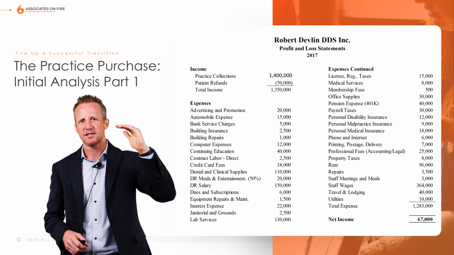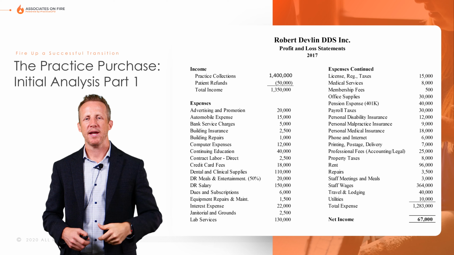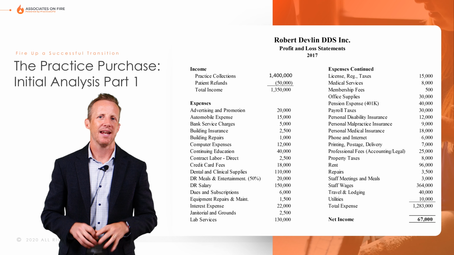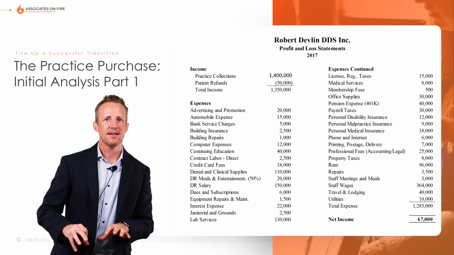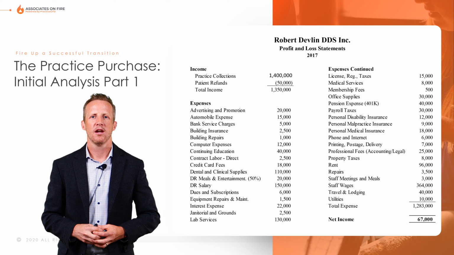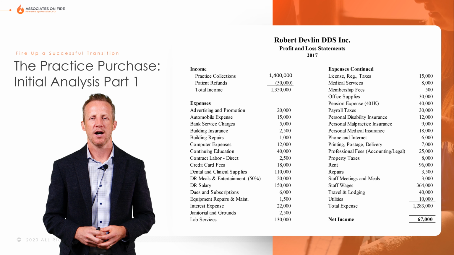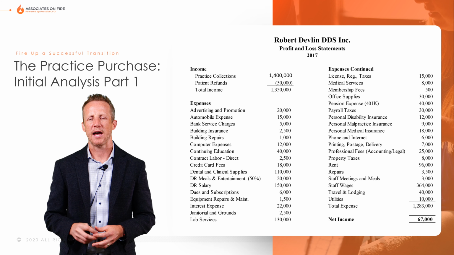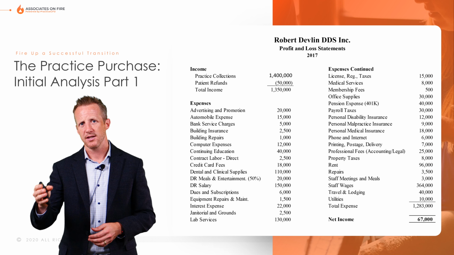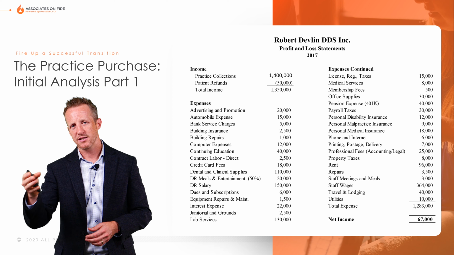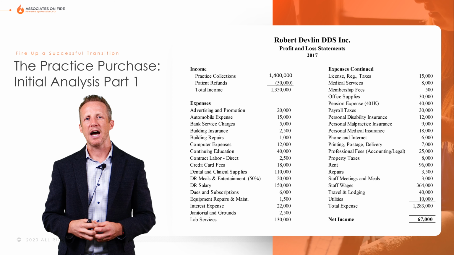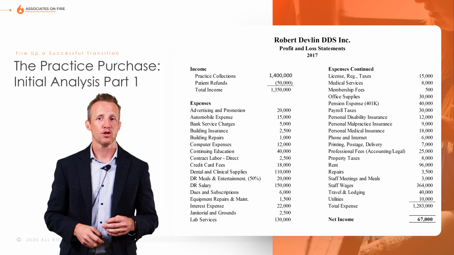Now in this case, the collections are 1.4 million and patient refunds during the year were $50,000. And at the end of the year, net of the patient refunds for the whole year, the doctor had $1.35 million of income. So that 1.35 is what goes into our ratio, price divided by collections, a fairly easy number to calculate.